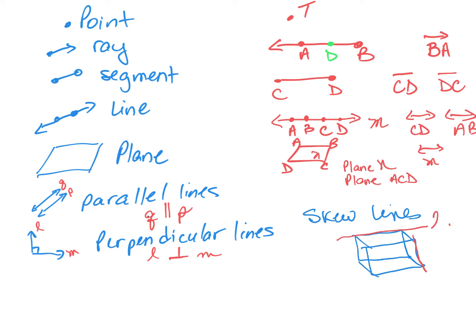So if this is line L and line M, they are skew lines because they're going to go in opposite directions. And it could be even like this. It doesn't have to be in a perpendicular way, but they're never going to touch. They're never going to intersect. They don't have any points in common, okay?